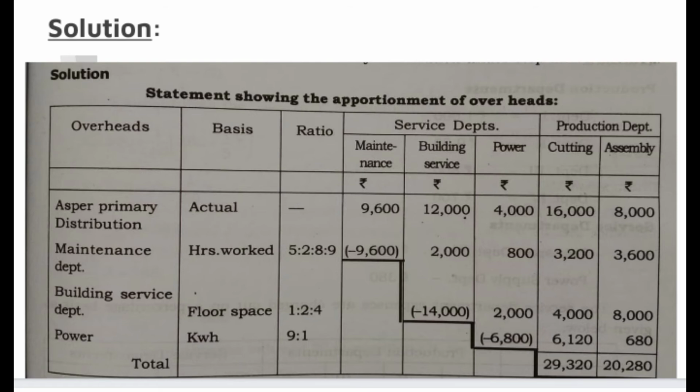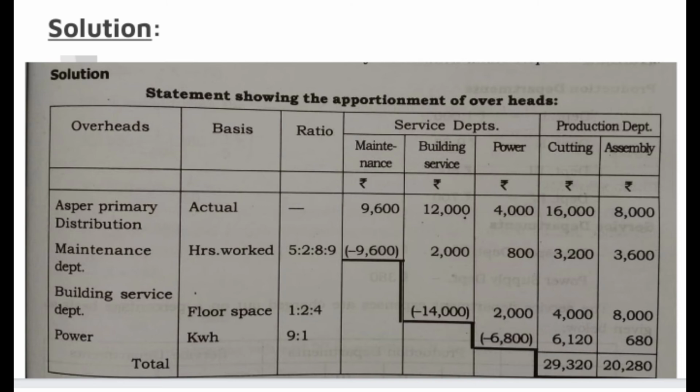Then next we have to allocate the overhead expenses of the most serviceable department. That is, here it is the maintenance department, and its basis of reapportionment is hours worked and the ratio 5:2:8:9. That means in the question 1400, 1600 and 1800. Then rupees 9600 is to be reapportioned on the basis of this ratio. Then we will get 2800, 3200 and rupees 3600 to the other 4 departments.